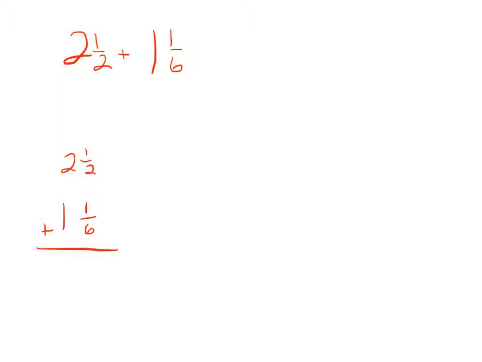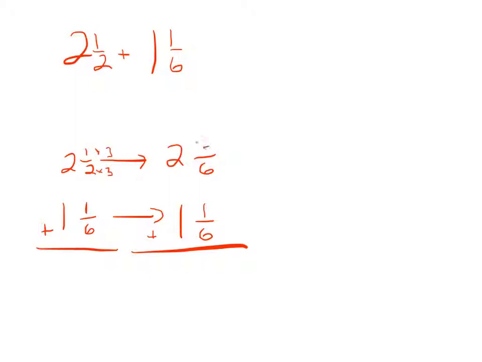So this number will actually stay the same. However, this number, the whole number, will stay the same. The denominator will change to a 6. And that we multiply by 3, so I've got to multiply 1 by 3. That will be 3 up here.